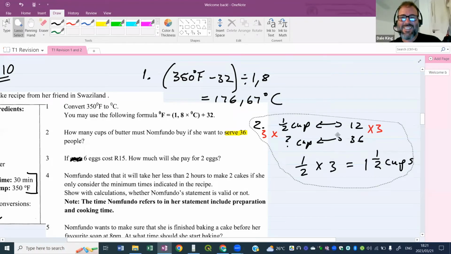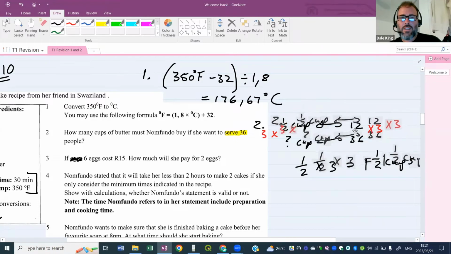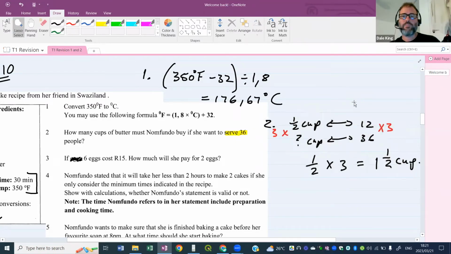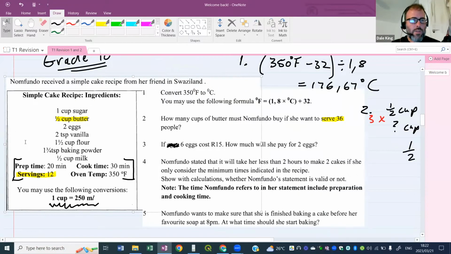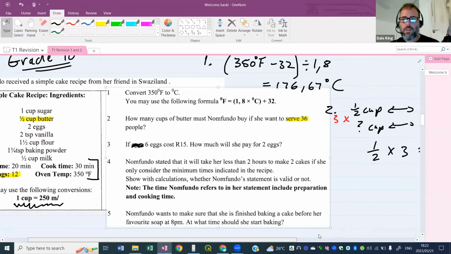Tiama says he doesn't understand number 2. Okay, I'm going to come back to that one. All right, let's have a look at number 2. It says, how many cups of butter must Mfunda buy if she wants to serve 36? And if we look at our recipe, the recipe says this is serving 12 people. So if you look over here, I've highlighted in yellow, 12 people, and you need half a cup of butter in this recipe if you want to serve 12 people. But in the question, it says Mfunda wants to serve 36 people. So how much butter will this person need if they're serving 36?